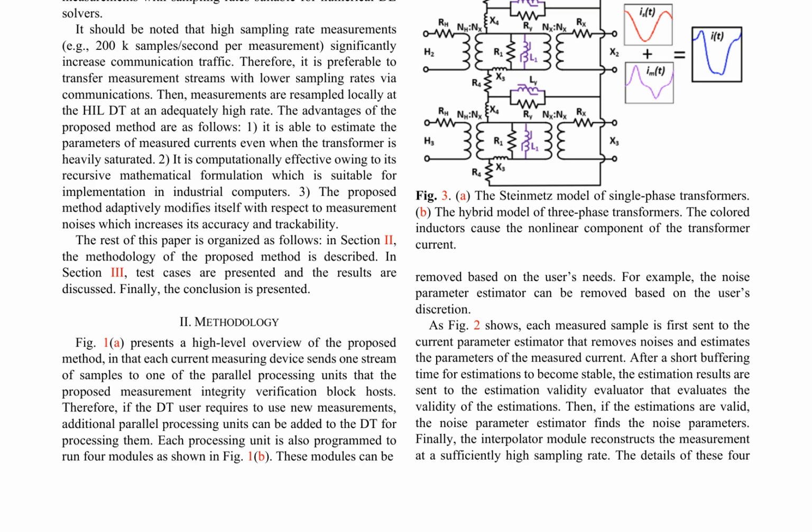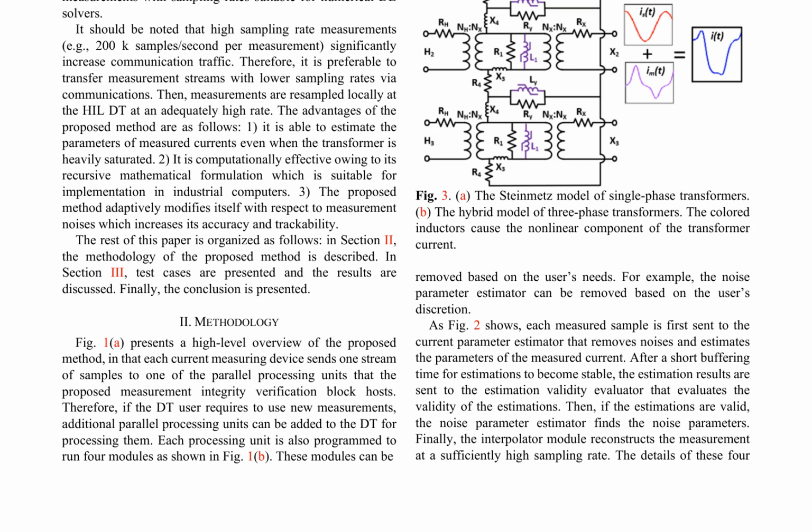The method consists of 4 modules: a current parameter estimator, an estimation validity evaluator, a noise parameter estimator, and an interpolator. Each module is loaded in each processing unit, allowing users to add or remove modules based on their needs. The current parameter estimator removes noises and estimates the parameters of the measured current. The estimation validity evaluator assesses the validity of the estimations, and if valid, the noise parameter estimator finds the noise parameters. Finally, the interpolator module reconstructs the measurement at a sufficiently high sampling rate.